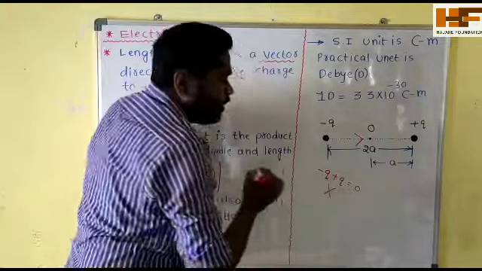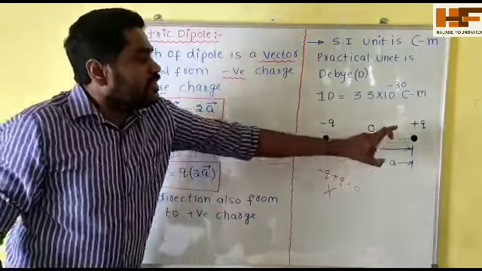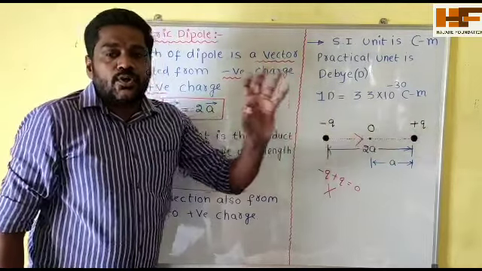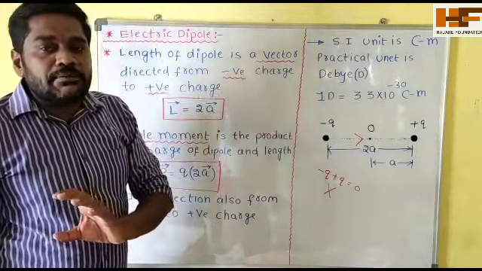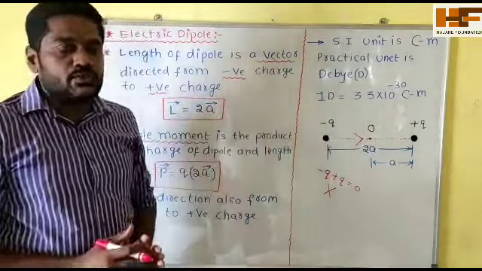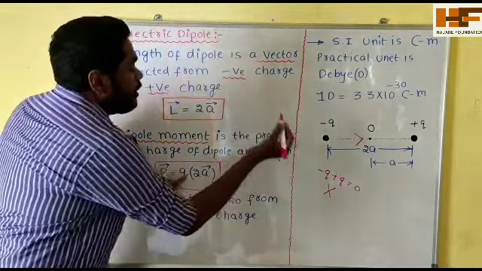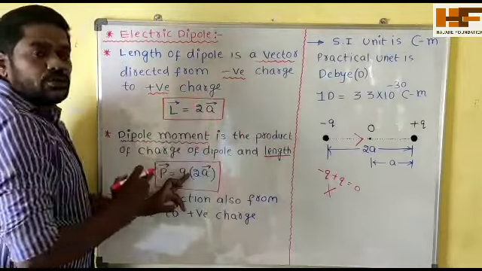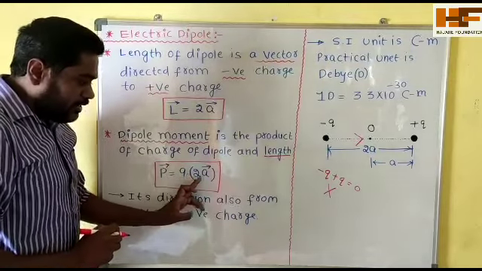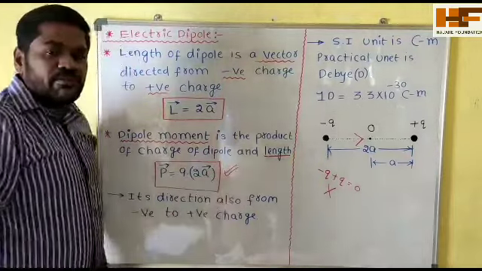But this is wrong, because whenever I say the charge of the dipole, you should consider only the charge of the positive point charge. So the charge of the dipole doesn't mean the total charge. It is the charge of any one of the particles you can choose. Therefore, here I am taking the charge of the dipole and the length of the dipole, which I have taken as 2A. Therefore, Q into 2A. The product of the charge of the dipole and the length of the dipole is called its dipole moment. This is very important.